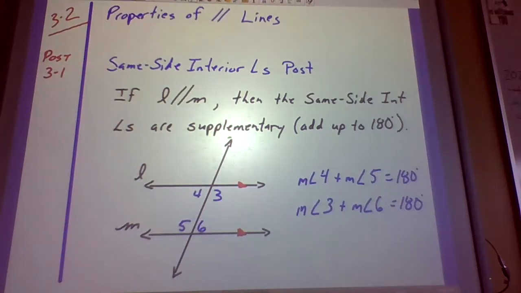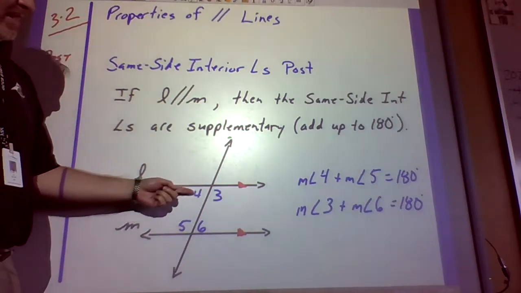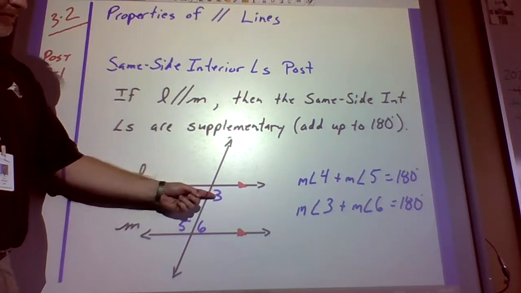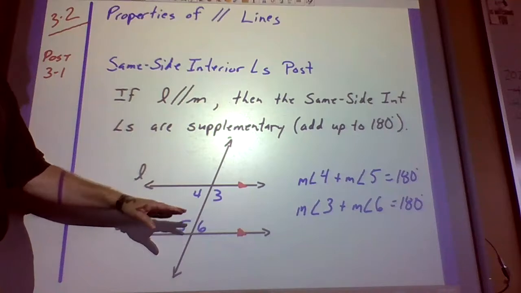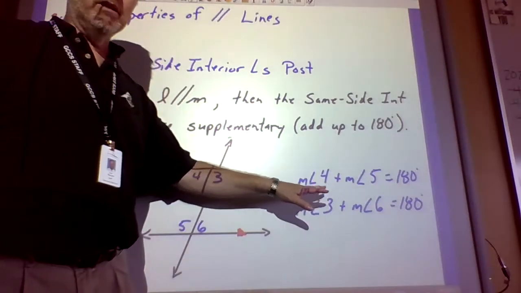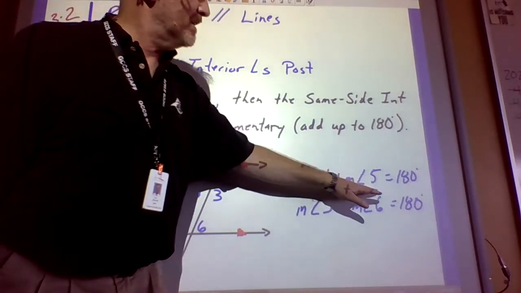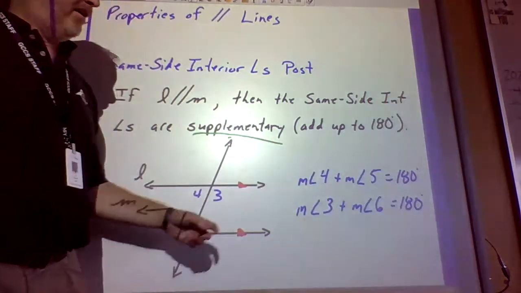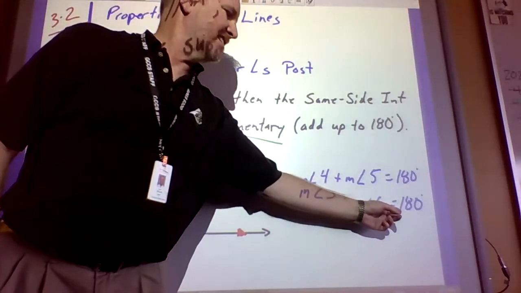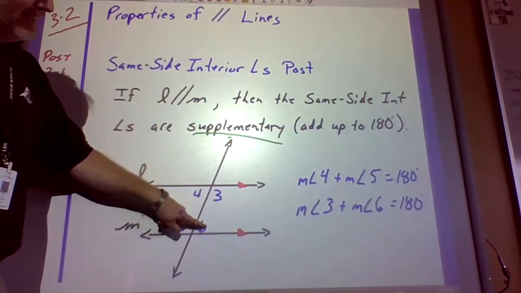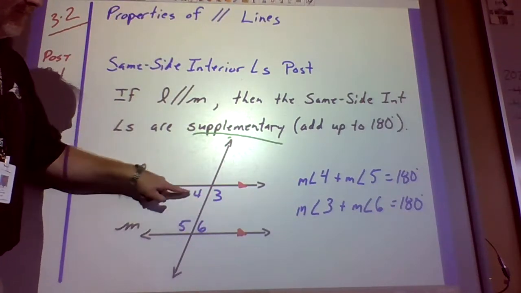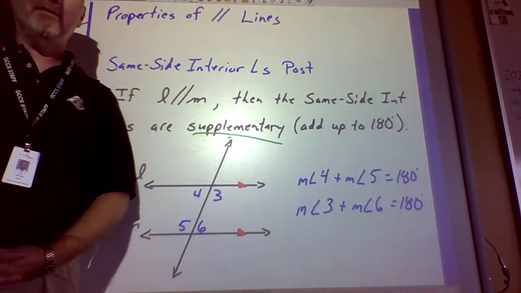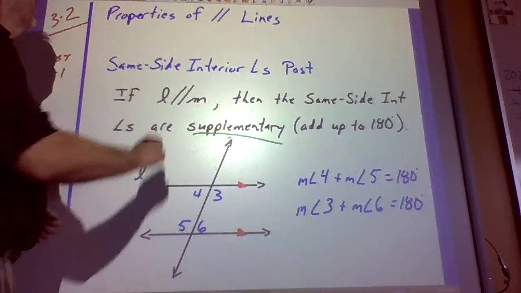You've got 2 sets of same side interior angles. You've got angle 4 and angle 5. Those are same side interior buddies. And 3 and 6 are same side interior buddies. Their mathematical relationship is that when you add them together, they add up to 180. That fancy word is supplementary. Same thing with 3 and 6, they add up to 180. And see, 3 and 6 are same side interior, 4 and 5 are same side interior. So take a few seconds to copy that. I'll pretend like you did, and we're moving on to the next screen.